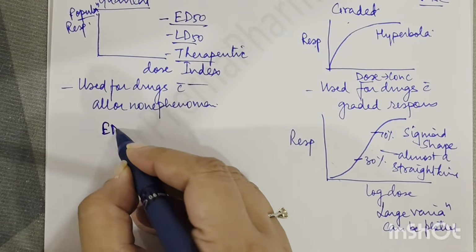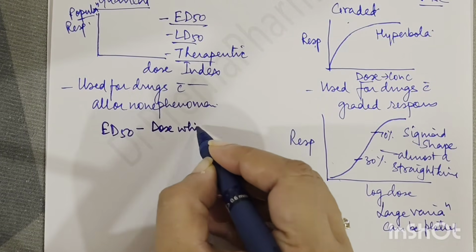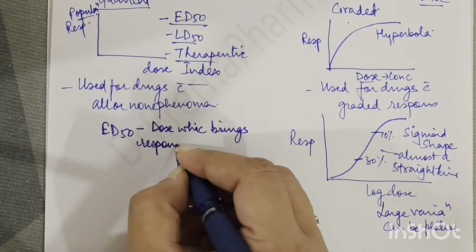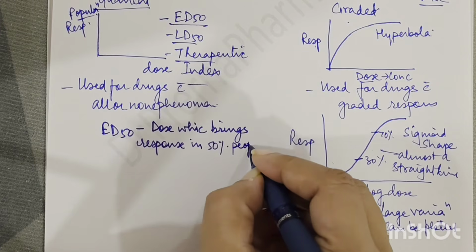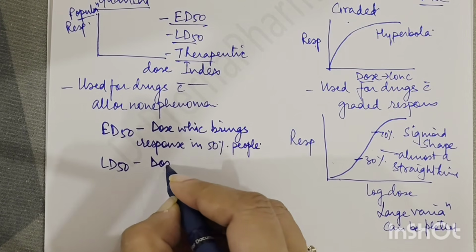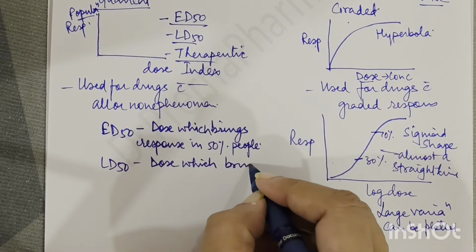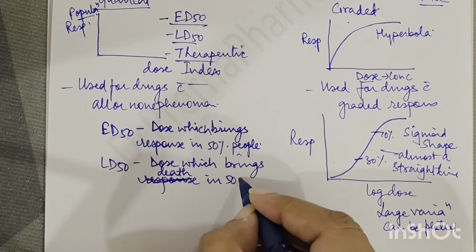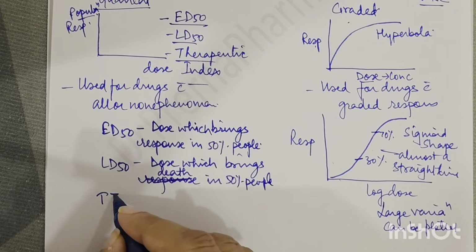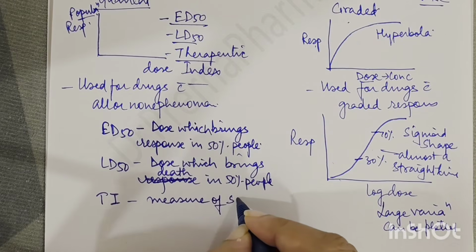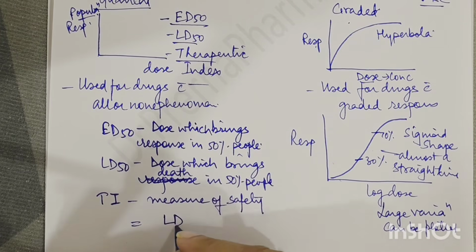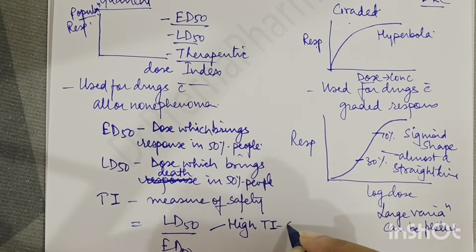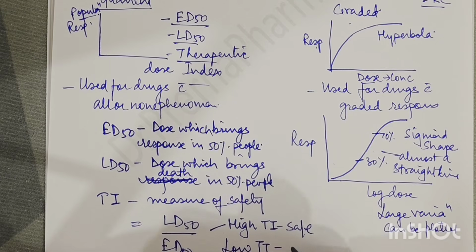What is ED50? ED50 is the dose which brings a response in 50% people, and LD50 is the dose which brings death in 50% people. And therapeutic index is a measure of safety, okay, and its formula is LD50 upon ED50. High therapeutic index drugs are safe, low therapeutic index drugs are toxic.